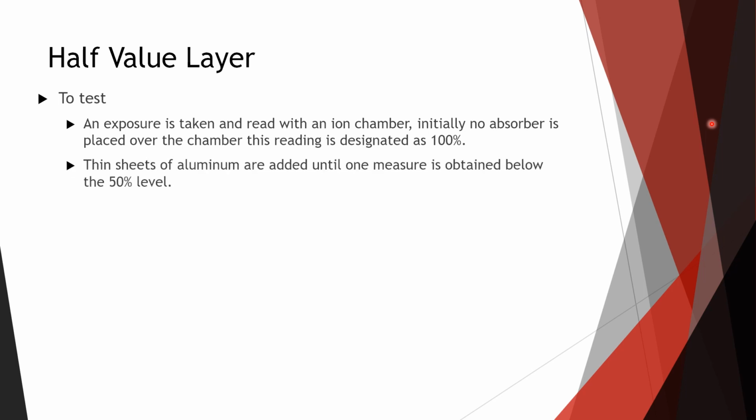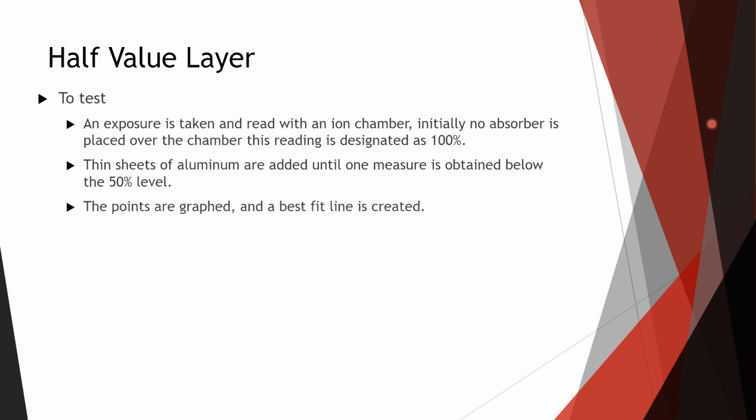Then thin sheets of aluminum are added until one measure is obtained below the 50% level. The sheets can come in 0.1 millimeter, 0.5 millimeter, all the way up to 1 millimeter increments, and they can be added. They're typically taped to the housing of the collimator, right where the light would shine, where the x-rays should be coming out in the primary beam.